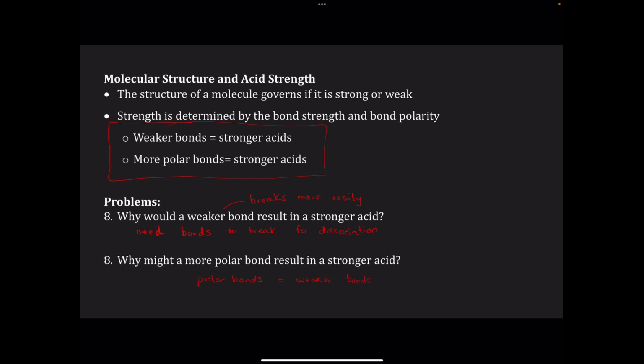So in our next video, we will explore different molecular structures and see how weaker bonds lead to stronger acids and rank their strengths, as well as look at bond polarities to determine strengths.